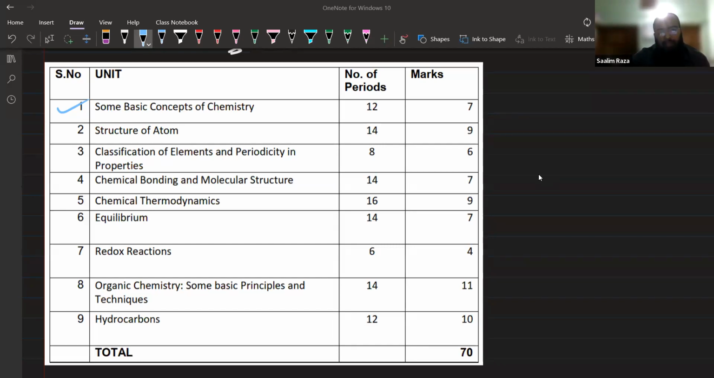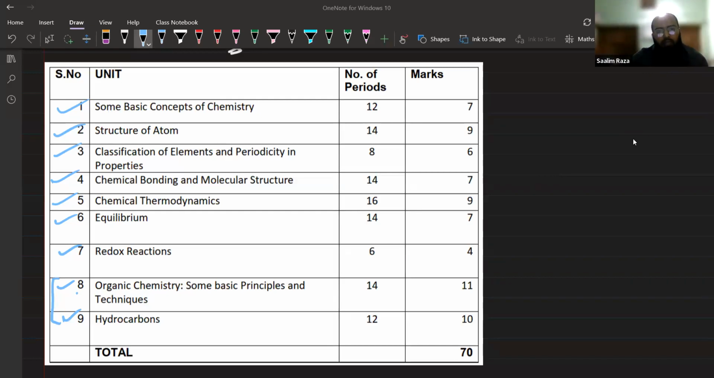So first of all, we'll start with some basic concepts of chemistry. Then we will move on to structure of atom, periodic properties, chemical bonding, thermodynamics, equilibrium, redox reactions, organic chemistry, and hydrocarbons. So these chapters, you can understand that they are interconnected. Until you do the 8th chapter, you will not be able to do the 9th chapter. Now, the sequence that the CBSE and the NCERT have decided for this 11th standard is also very nice. For example, the first chapter automatically makes sense, right? You have to understand some basic things about chemistry, then only you can start it.